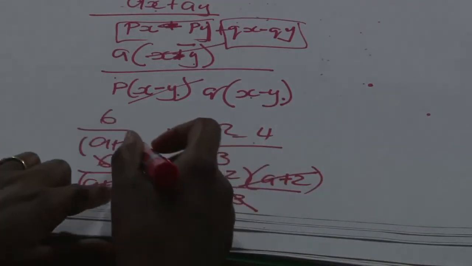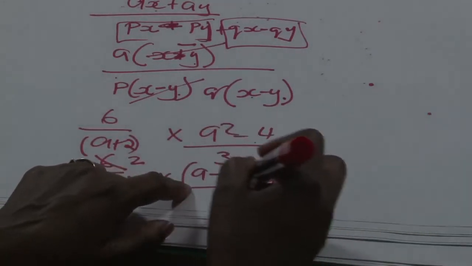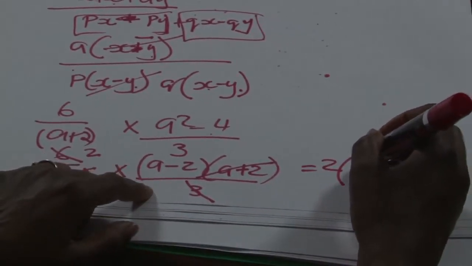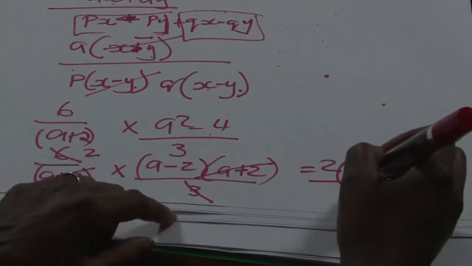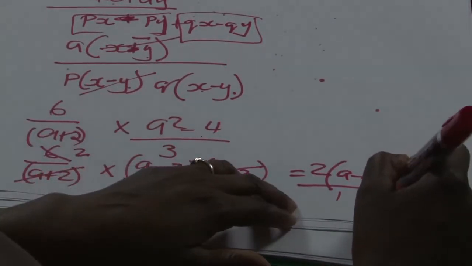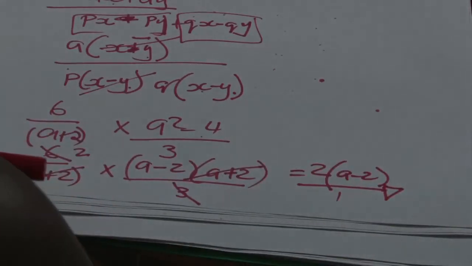What is left? It's only 2 multiplying this one. So then it's just 2 and then a minus 2 over, there it's only 1, which will just give us that, 2 and then a minus 2. Then we can quickly move on to the next one.